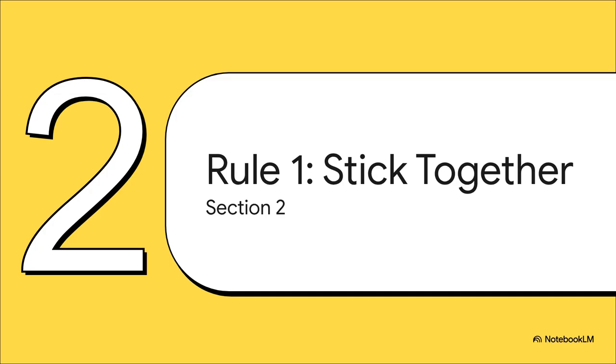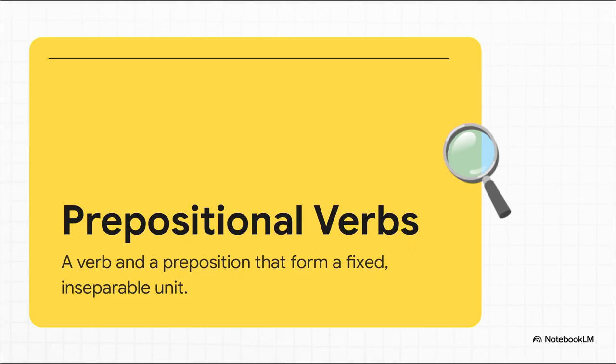To solve this puzzle, we really only need two key rules. So let's get started with the first and, honestly, the simplest one. I like to call this the stick together rule. Okay, so this first group we're looking at, they're called prepositional verbs. And the best way to think of them is like they've got grammar glue. The verb and its preposition are totally inseparable. They really just act like a single unit.